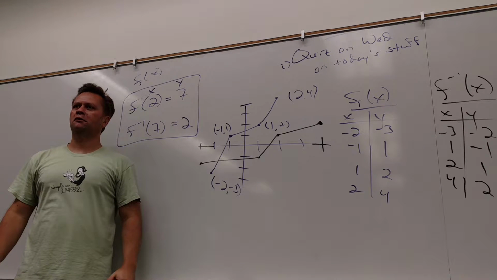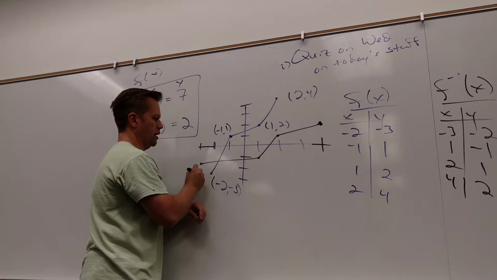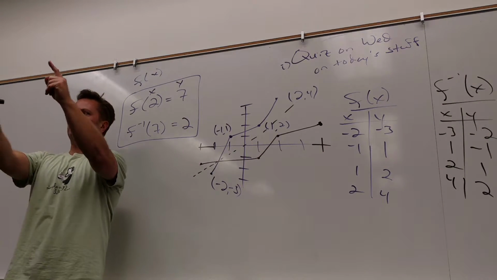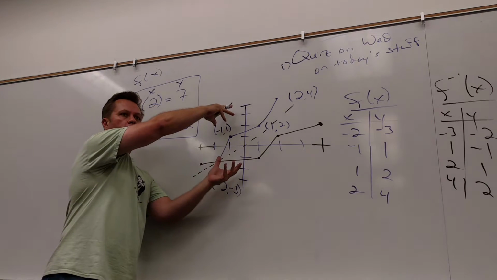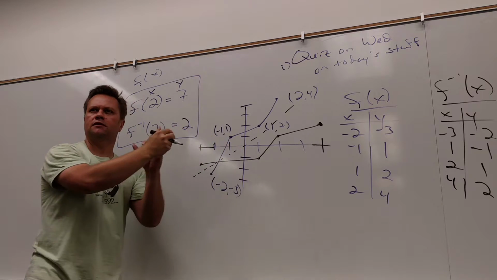Do it in the air. What's it look like? Where's the mirror? Yeah, right here. And guess what this line is? This line is y equals x. So if I switch x and y, the visual flips over the y equals x line. Let that sink in for a minute.